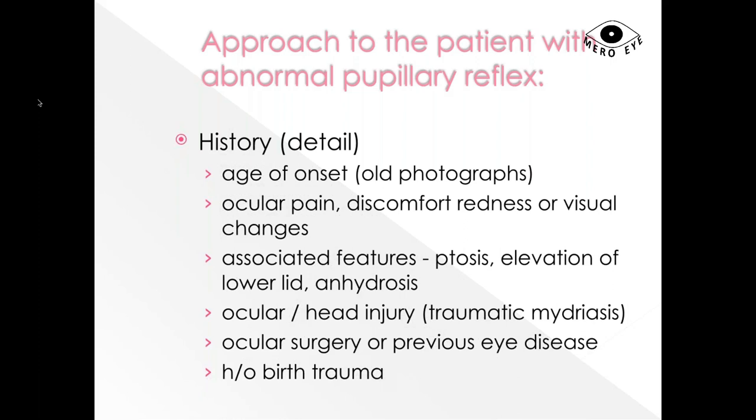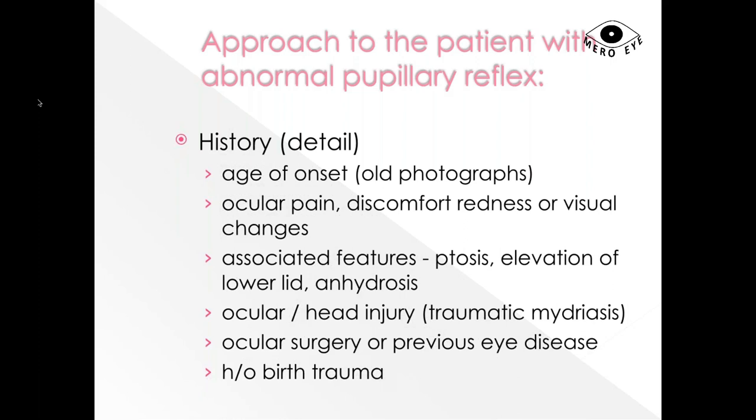So depending upon what are the other features associated with the abnormal pupil, we can also help to make the diagnosis. So look for the ptosis, look for the elevation of the lower lid, that is reverse ptosis, also seen in Horner's syndrome, and anhidrosis, which is also a common feature associated with Horner's syndrome.